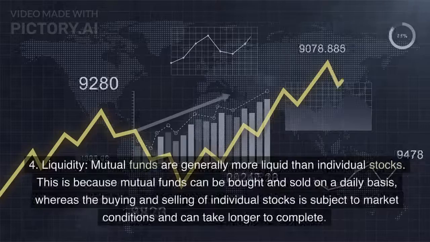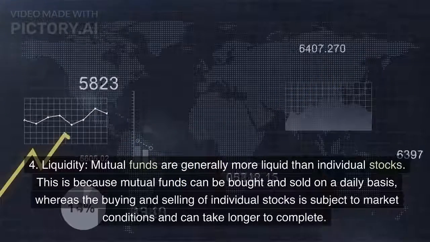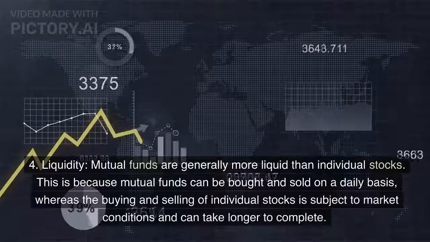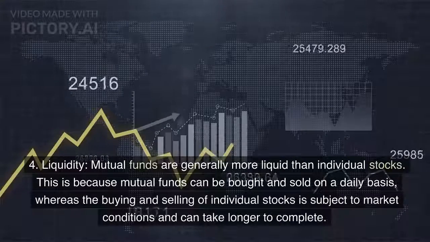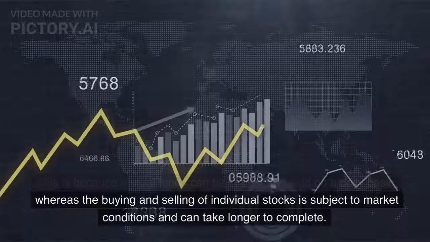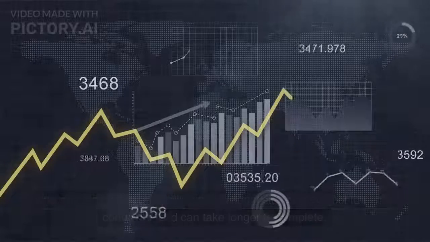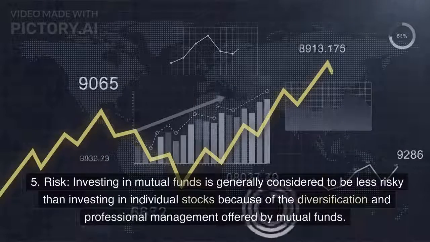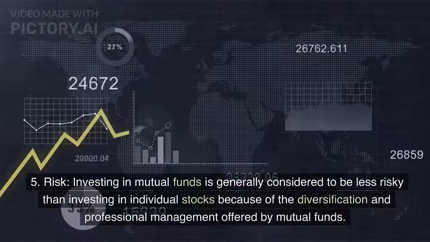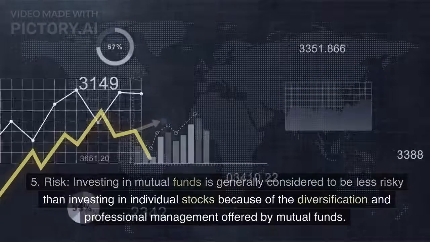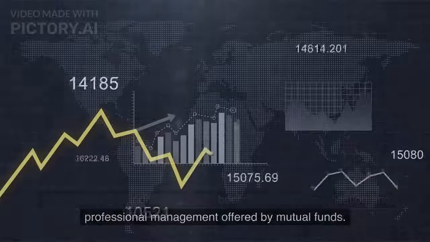4. Liquidity. Mutual funds are generally more liquid than individual stocks. This is because mutual funds can be bought and sold on a daily basis, whereas the buying and selling of individual stocks is subject to market conditions and can take longer to complete. 5. Risk. Investing in mutual funds is generally considered to be less risky than investing in individual stocks because of the diversification and professional management offered by mutual funds.